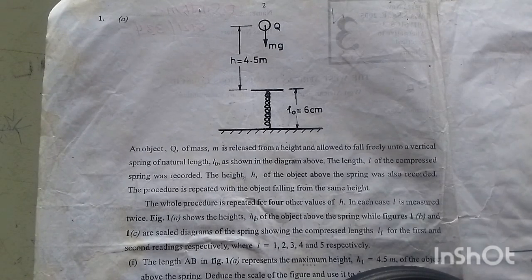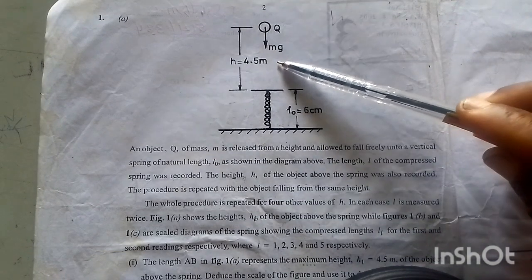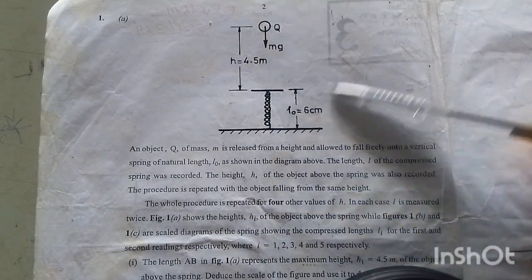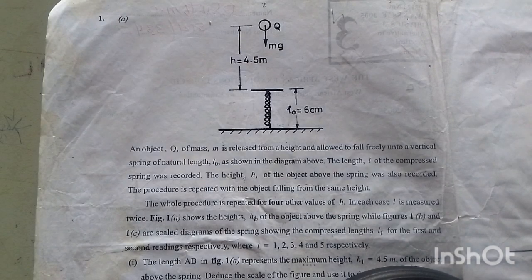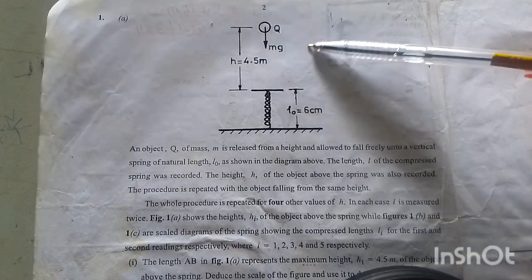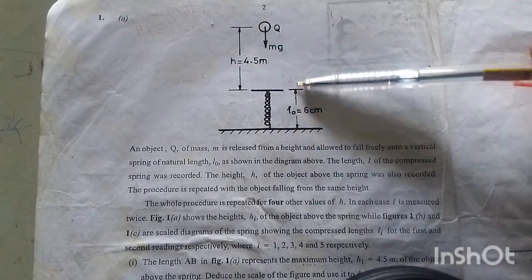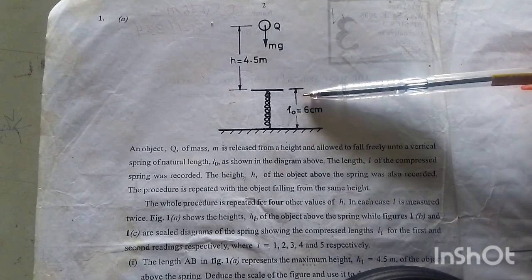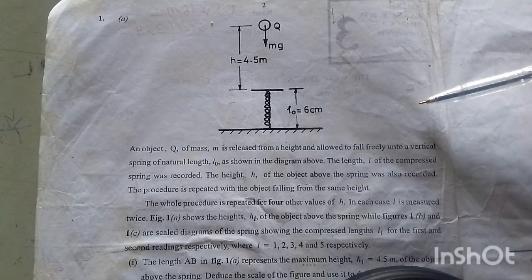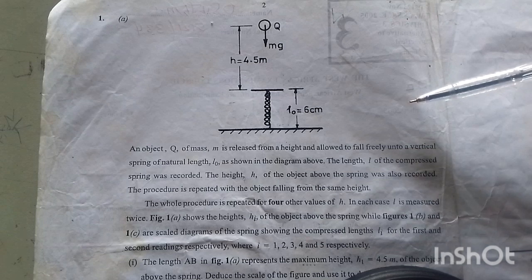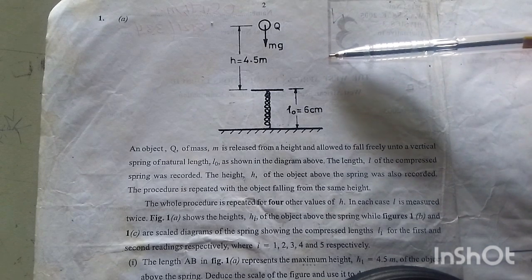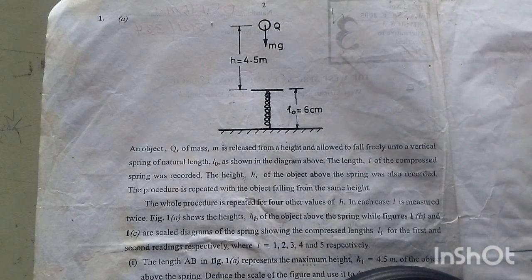Okay, this is question number one. You can see the diagram there. Now the question says, an object Q is released from a height and allowed to fall freely onto a vertical spring of natural length L0, as shown in the diagram above. As shown, this is the length. Now they said the length L of the compressed spring was recorded, and the height h of the object above the spring was also recorded.